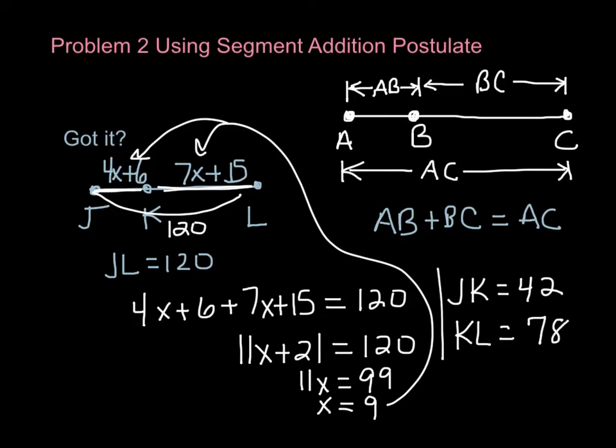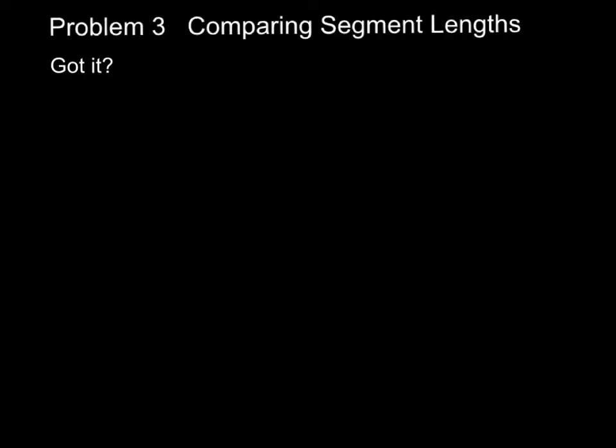That gives us 78. So our two lengths are 42 and 78. On page 453, we are going to now compare segment lengths. Looking at the gray box in the middle of the page, it says, when numerical expressions have the same value, you say that they are equal.